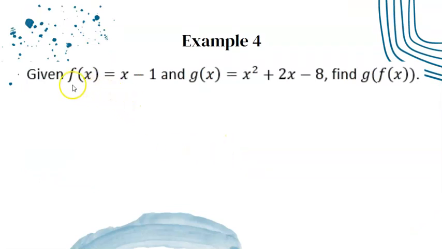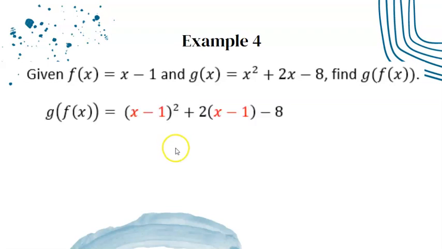All right, in example 4, I'm using the other notation with the parentheses. So f of x is x minus 1, and g of x is x squared plus 2x minus 8. I chose this problem not only because of the other notation, but also because g has 2 x's. So if I'm going to do g of f, I'm plugging f into g. That means I'm taking x minus 1 and plugging it in to both of these x's. So it's going to go in for both of them.